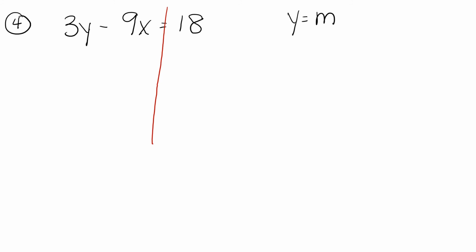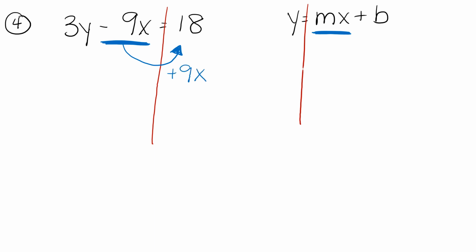For number 4, we have the problem 3y minus 9x equals 18. I start by drawing my line down my equal sign so that way I can compare my two pieces. Remember, the general equation is y equals mx plus b, and that's slope-intercept form. Again, drawing my line down my equal sign so we can compare the two sides. We start by moving the minus 9x because the mx needs to be in the middle on the right-hand side. When we move a minus 9x, we do the opposite. We do a positive 9x.